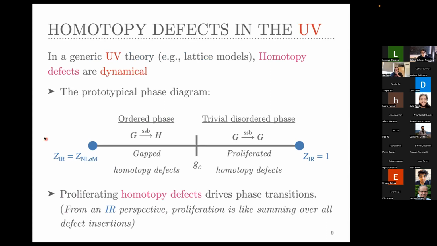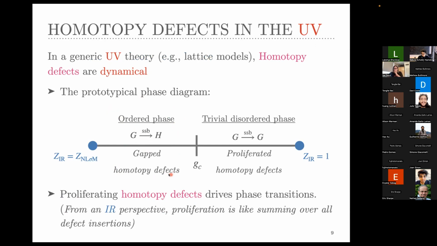So maybe I shouldn't call them defects, but it's the standard terminology in condensed matter to still call them defects even when they're dynamical. So I'm just going to follow that tradition. And the fact that they're dynamical, we actually use that in condensed matter to label the phase diagram. It's pretty common. So here's the prototypical phase diagram with an ordered phase. You have the ordered phase, and there's a symmetry breaking pattern: G gets broken down to H, and there are these gapped homotopy defects we're talking about.